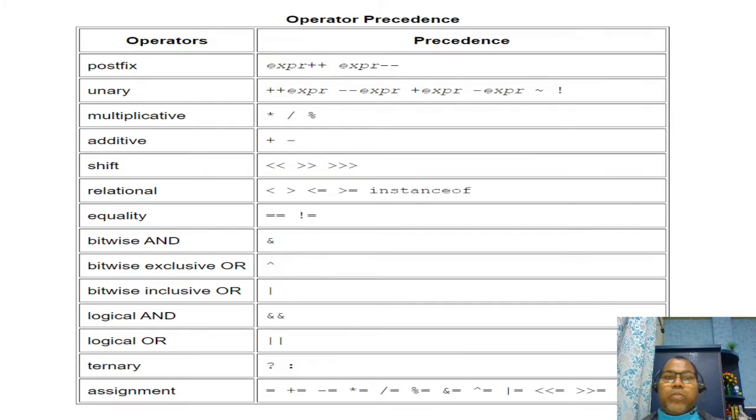So let's talk about the operators. Be clear that these are the operators: postfix operator, unary operator, multiplication operator, addition, shift operation, relational operator, equality operator, bitwise and, exclusive bitwise or, and similarly logical and, logical or, and ternary operator, as well as the assignment operator.